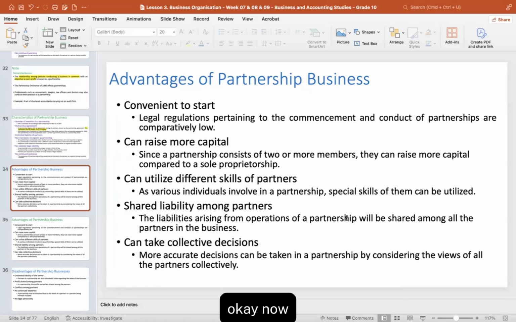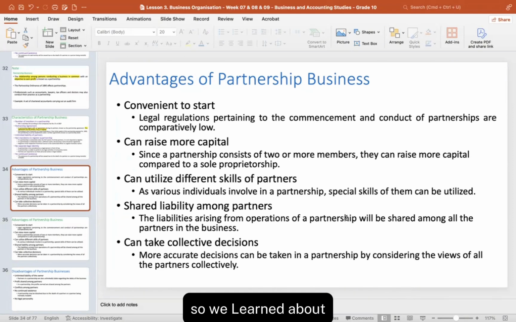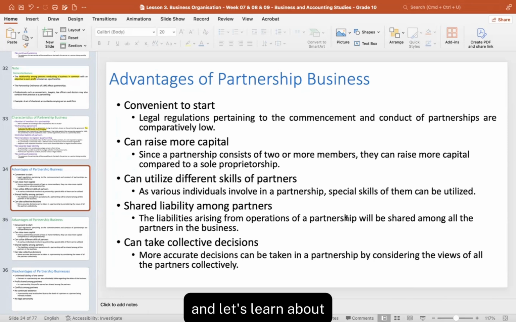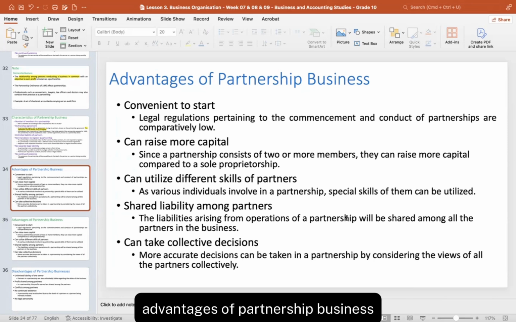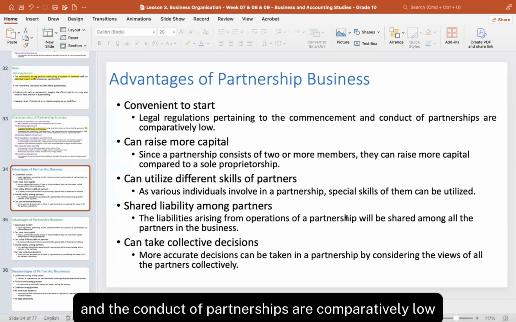Okay, now let's look at what are the advantages of partnership business. So we learned about the characters of partnership business, and let's learn about advantages of partnership business. So it's convenient to start, because legal regulations pertaining to the commencement and the conduct of partnerships are comparatively low.